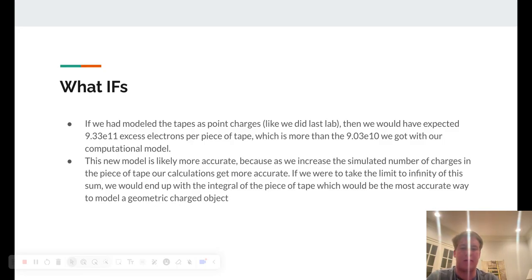Our new model is more accurate because a piece of tape is not just one point charge, it's a series of them. So the more point charges we have in our computational model, the more true to life it is, so the more accurate our model is.